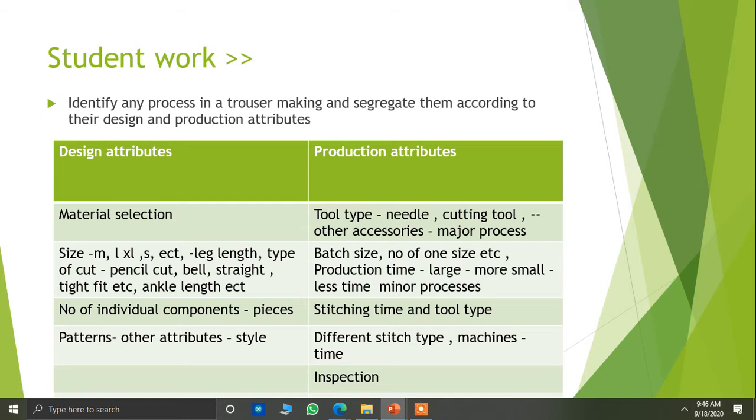Yes or no? Color also, sir. All material has different properties like color, texture, thickness, all these things together. So I have put a common word, material selection. So material has these attributes. So it is an attribute of production as well. Okay, keep this in mind.